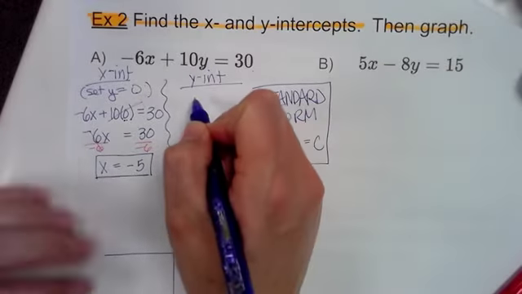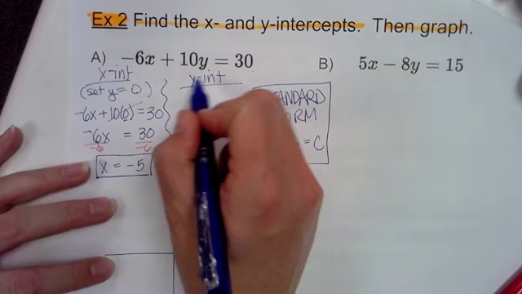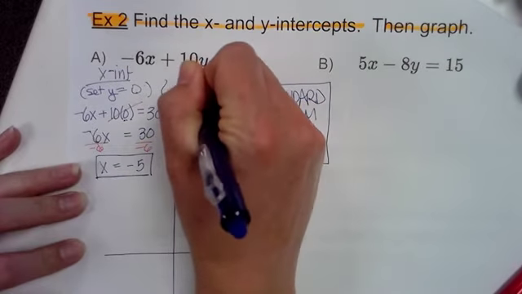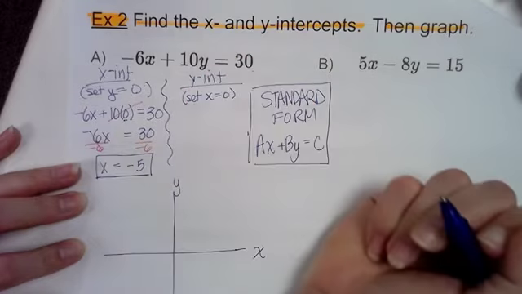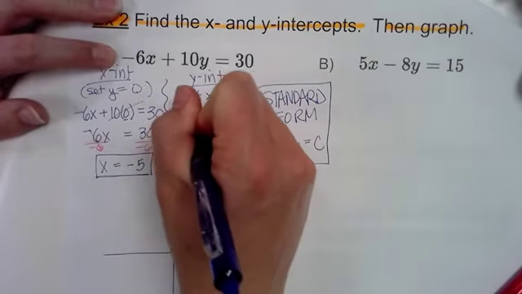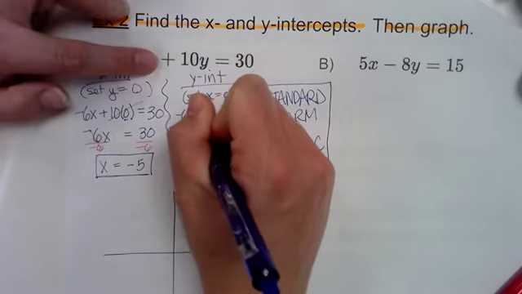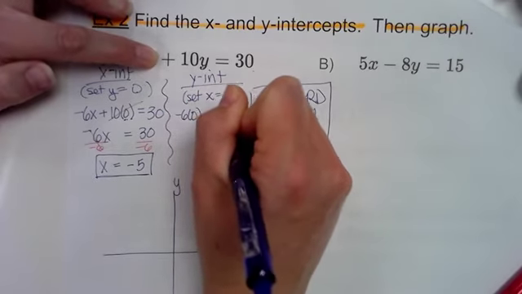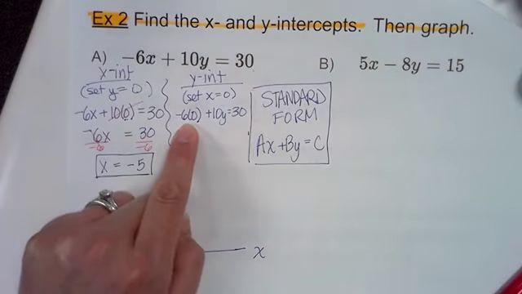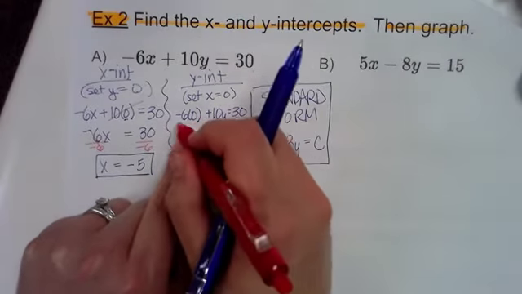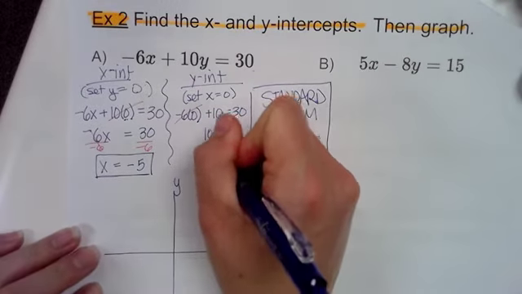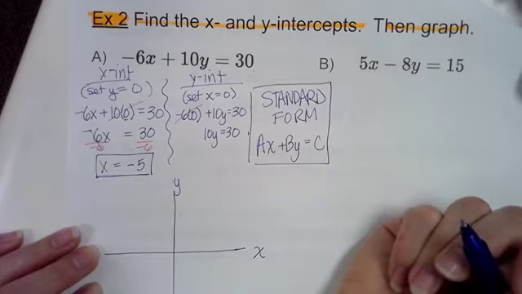So I want to do a similar process to find the y-intercept. How am I going to find the y-intercept? Yeah, set x equal to 0. Using my equation, -6, plug in a 0, plus 10y equals 30. And what happens with the -6 times 0? It goes away. It's 0. That's really handy. And we're left with 10y equals 30.